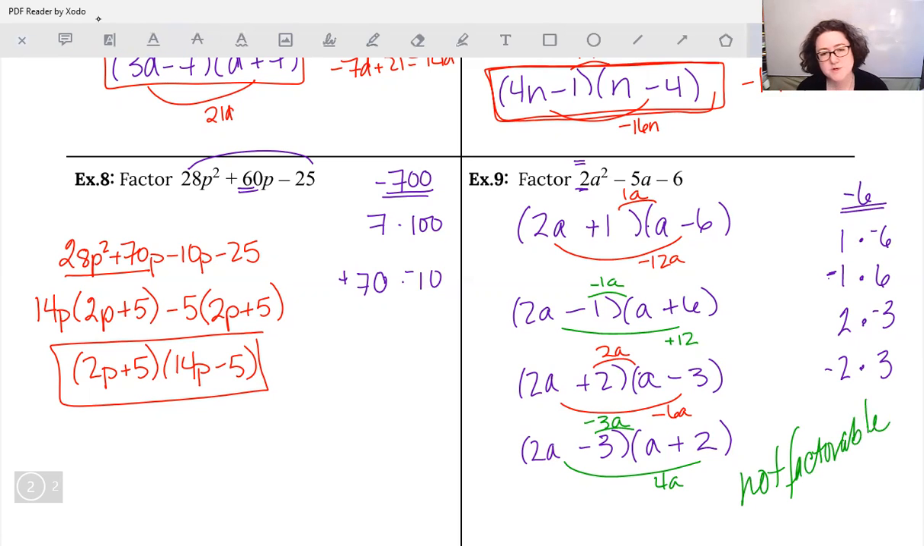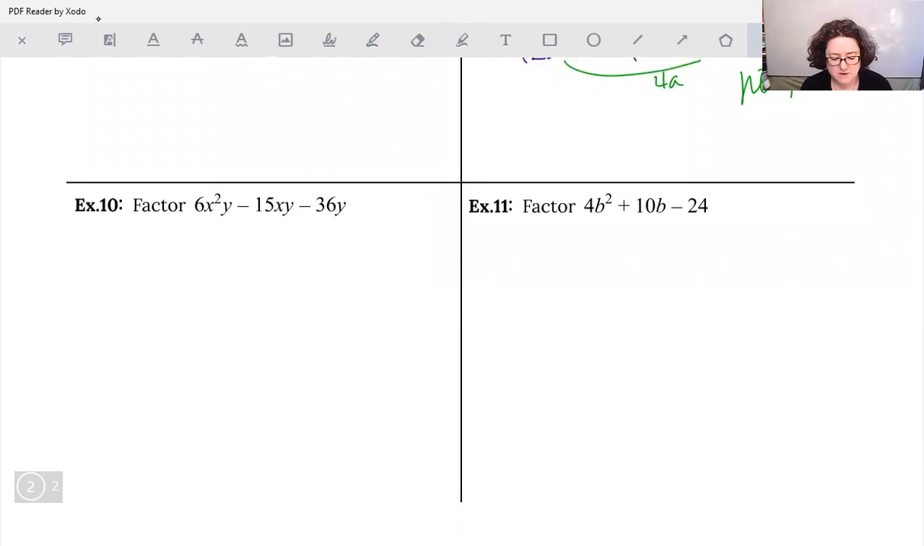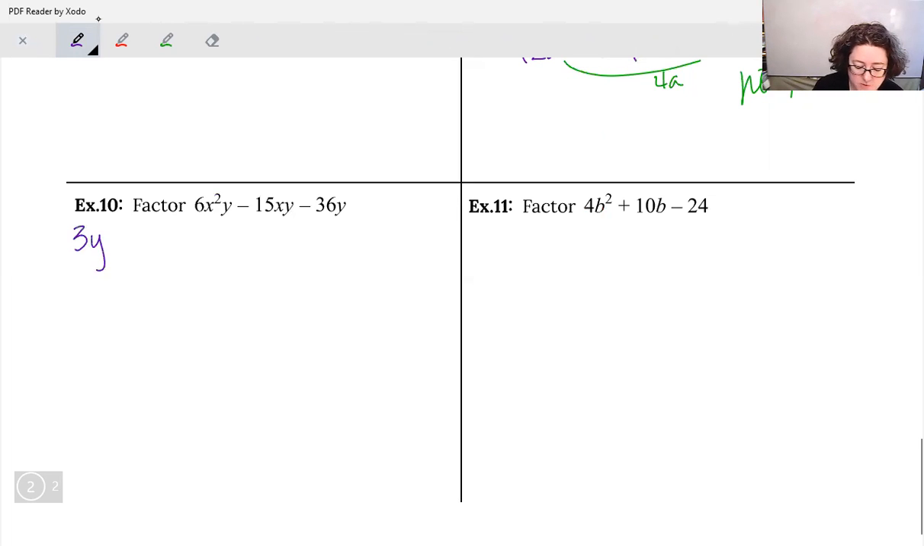Okay, 2 more problems. We're going to do one together, and then you're going to try one on your own. Here we go. Number 10, factor 6x squared y minus 15xy minus 36y. You got some extra stuff in here. What should be your first step every single time you do any factoring problem? GCF. So what's in common between all of our terms? Let's see, we can definitely factor out a 3, and we also have a common y. So let's factor out a 3y.